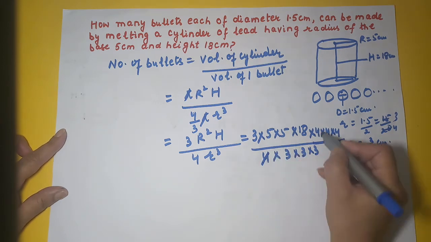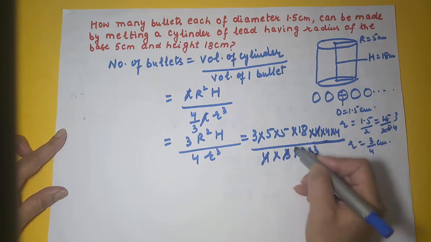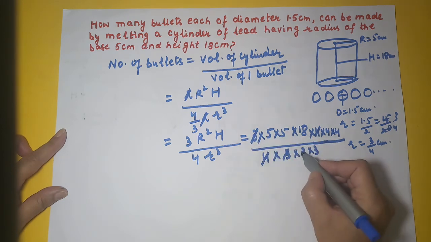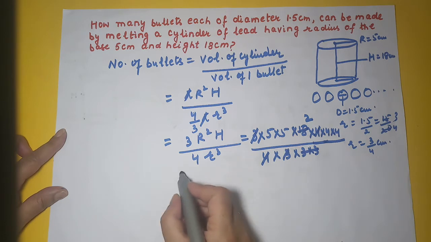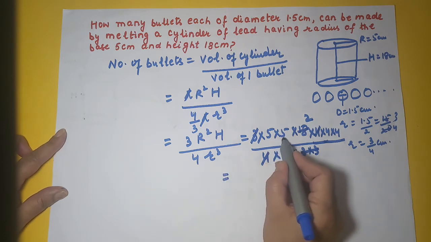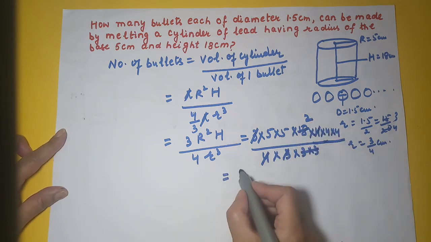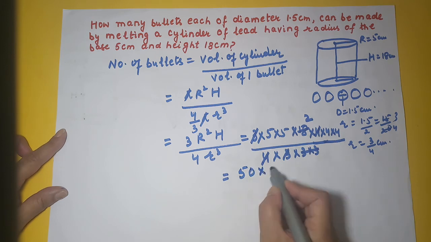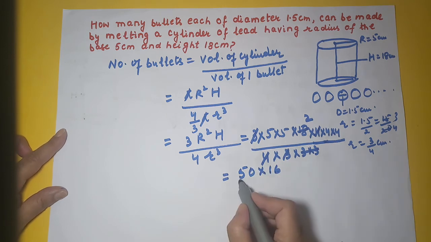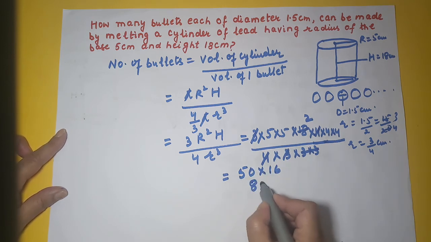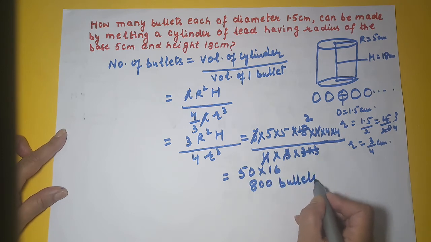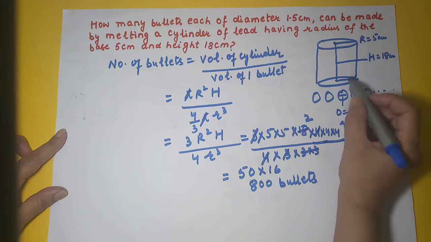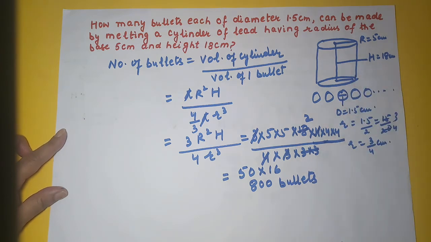So now 1 4 and 1 4 will go, 1 3 and 1 3 will go, 3 3s are 9 and 9 2s are 18. So finally we are left with 5 5s are 25, 25 2s are 50 into 16. So 16 5s are 80 and one more 0, that is 800 bullets. So how many bullets are created by melting this? 800 bullets.